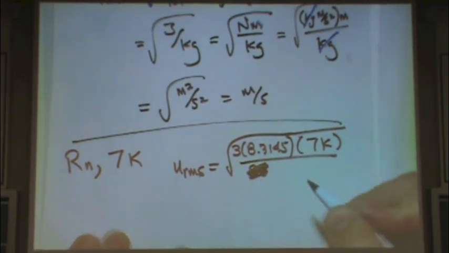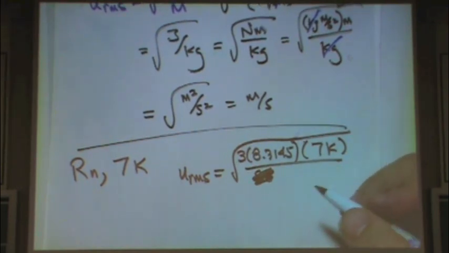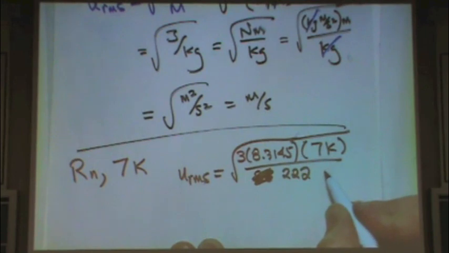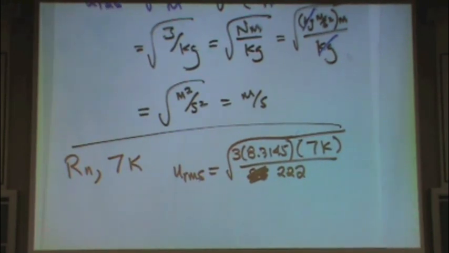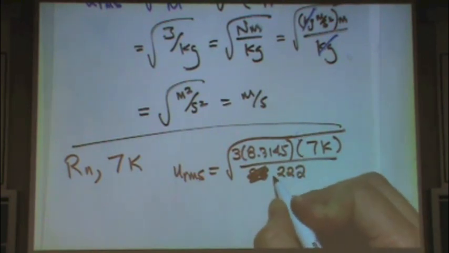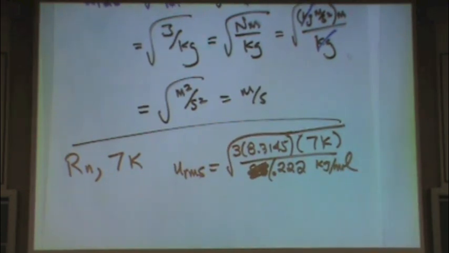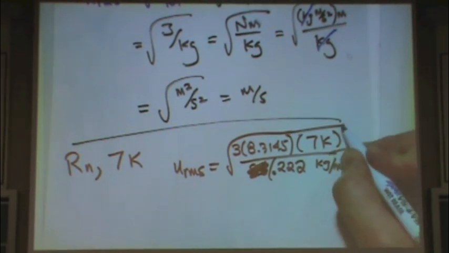Oh, I picked the wrong number. It's 222. Now, what's wrong with the way I wrote that number right now? That's in grams per mole. I need kilograms per mole, so move the decimal point over 3 places. Kilograms per mole. And whatever that is would be the root mean square velocity. Should be a relatively small number, but that's okay.